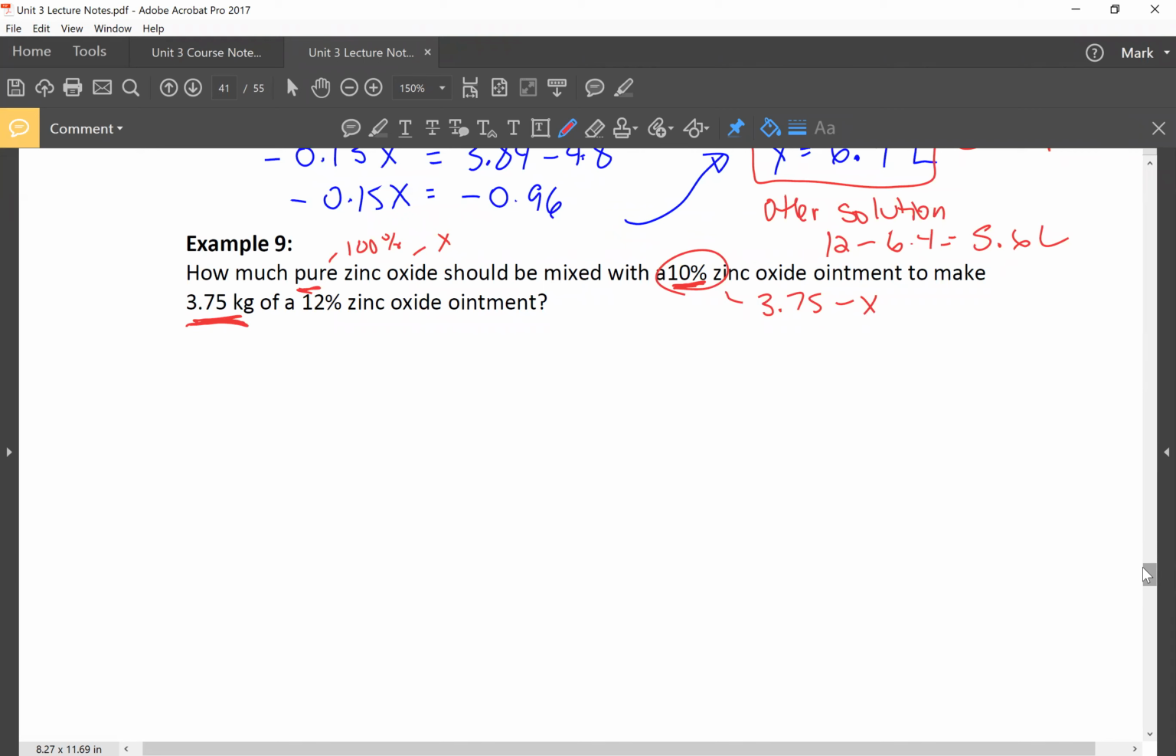So I'm going to take 100% X, which is 1X. Okay, so let me just write that down. 100% X is the same as just saying 1x, you divide it by 100, plus my other mixture, which is 10%, so 0.10 times 3.75 minus x is going to be my total amount. So 0.12 times 3.75.